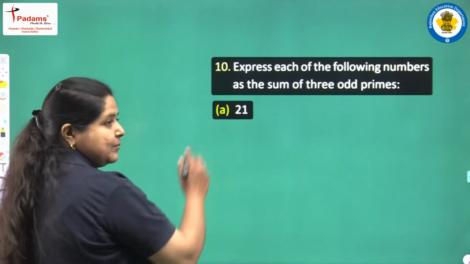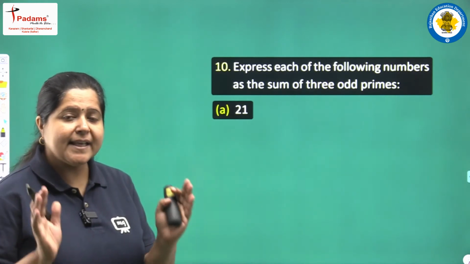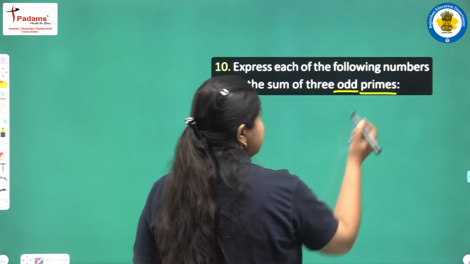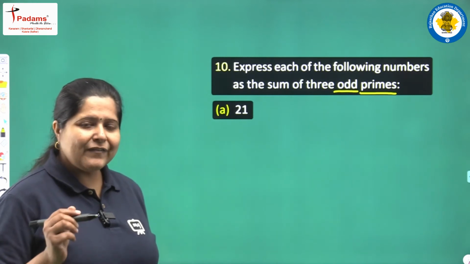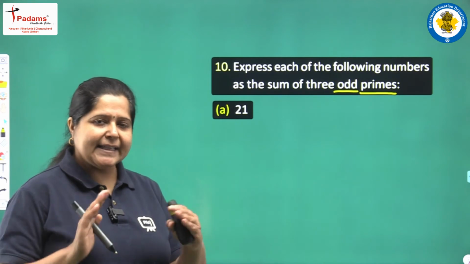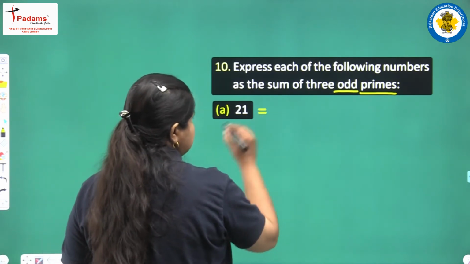Here we have this number 21. We have to break it up into 3 numbers such that they are odd, they are prime and their sum comes out to be 21. So, we will first break it up into 2 numbers and then we will look for 3 numbers. First of all, let us write it.